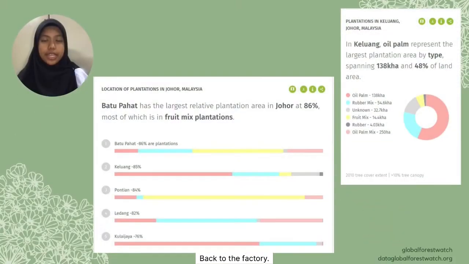Back to the factory, based on the data, Kluang, Johor has the largest palm oil plantation and rubber plantation, also the second biggest coverage plantation in Kluang. That means more plantation area, more leaf sources. By this, the green world can be saved because we reduce logging activity.